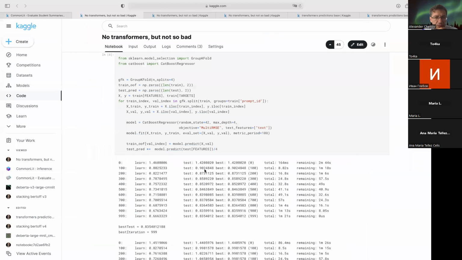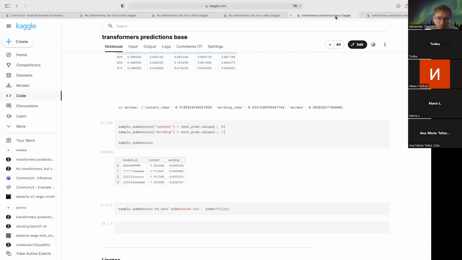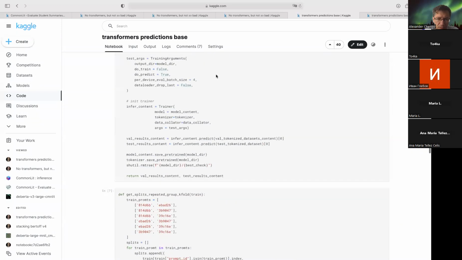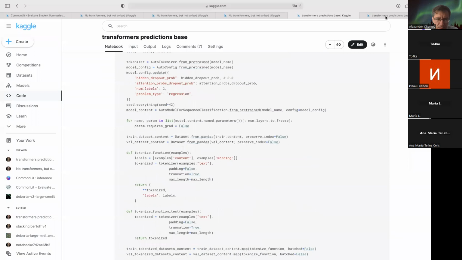And also an interesting thing, that I don't know about CatBoost, but in training neural network models, you also can use. Give me a second.